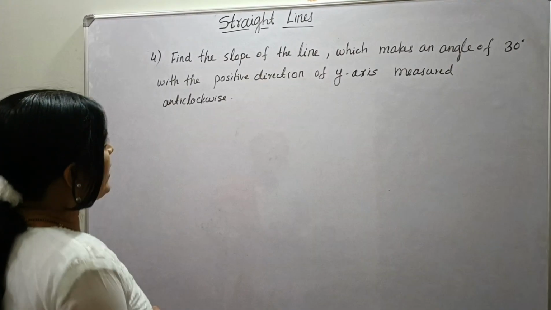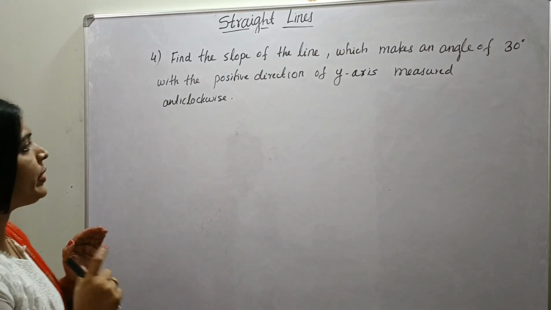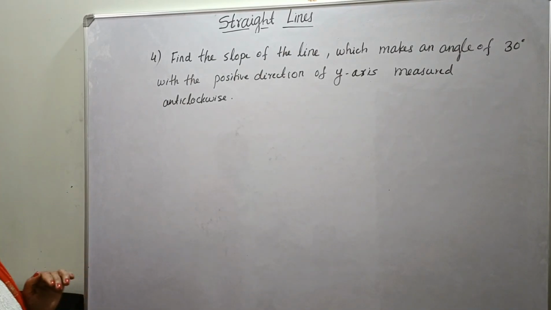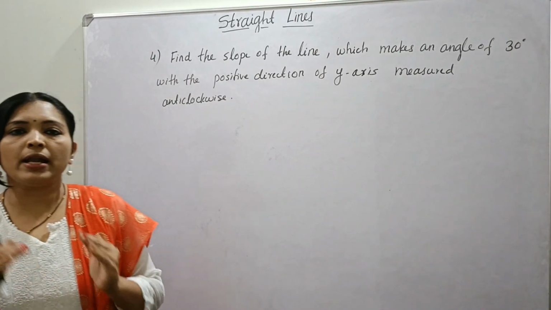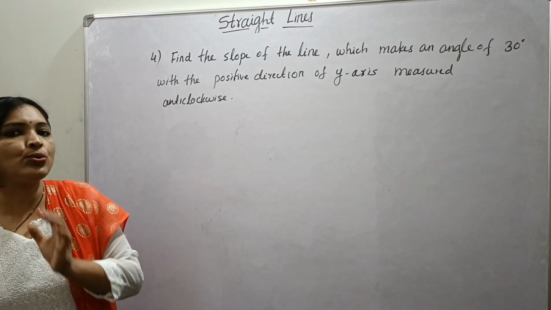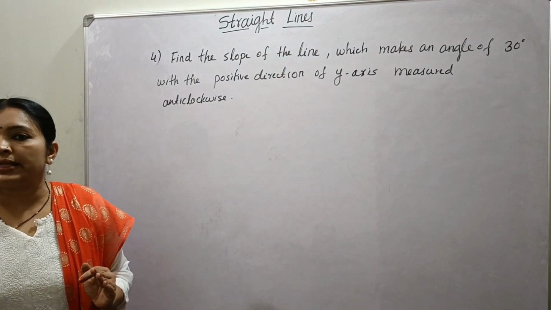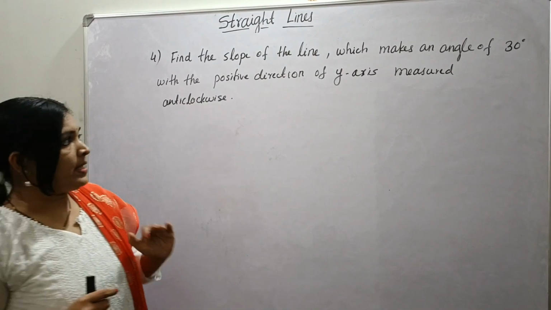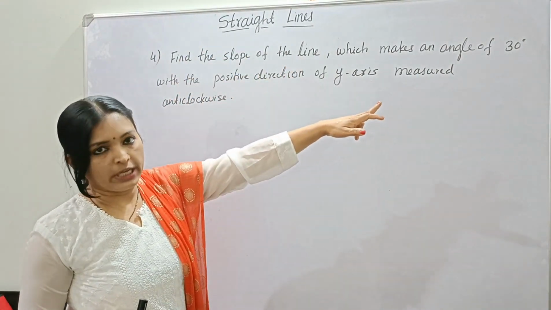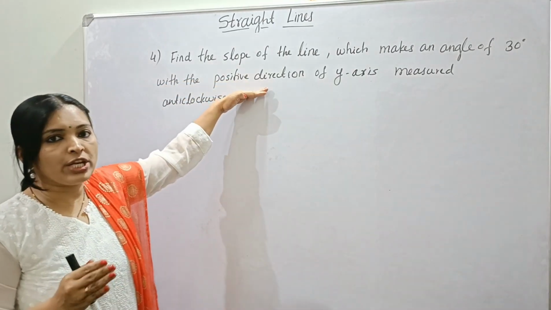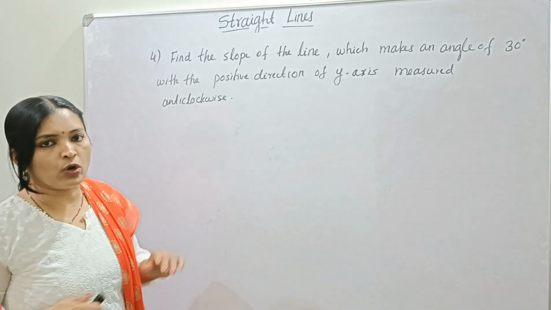Next question is, find the slope of the line which makes an angle of 30 degrees with the positive direction of y-axis measured anti-clockwise. We know that if theta is the angle made by the line with the positive x-axis measured in the anti-clockwise direction, then tan theta is the slope, right? Here it is given that the line makes an angle of 30 degrees with the positive direction of y-axis, measured anti-clockwise.